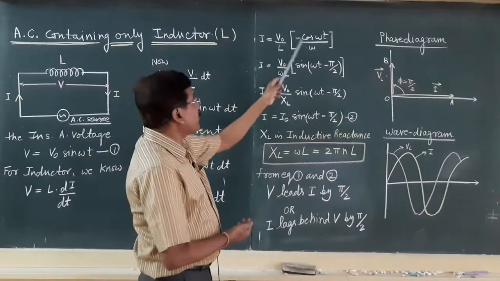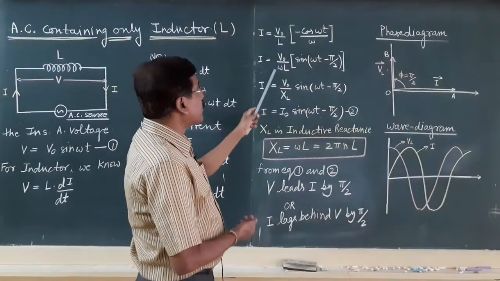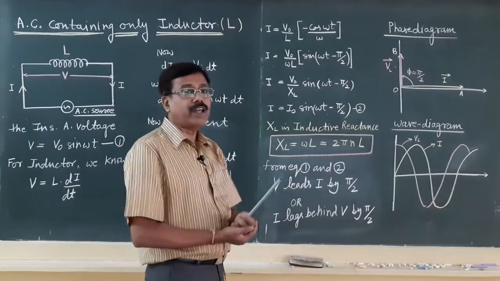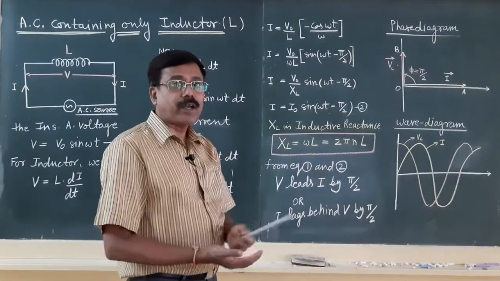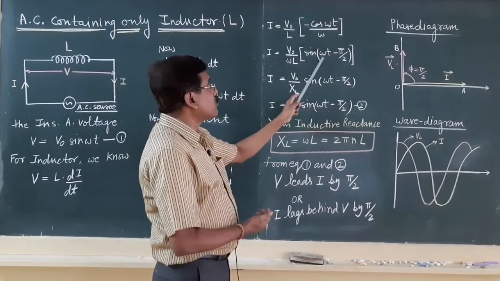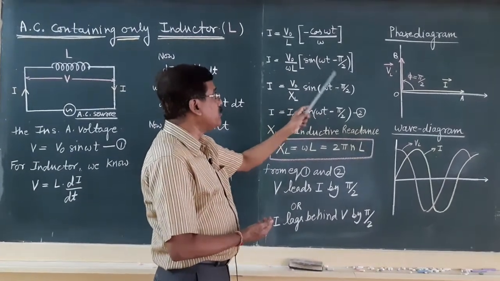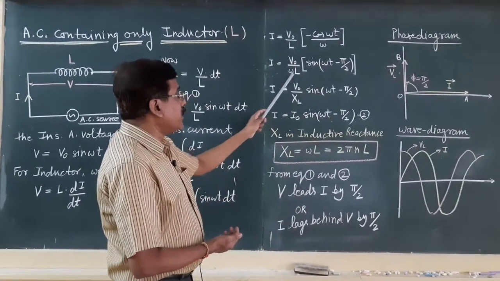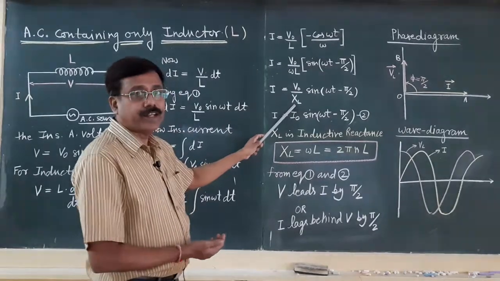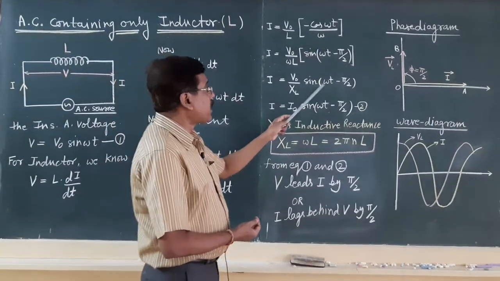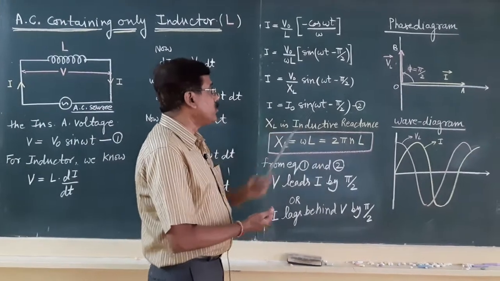This 1/omega is a constant, so we take it outside of the bracket, and minus cos theta is equal to sin(theta minus pi/2). So minus cos omega t we write as sin(omega t minus pi/2). This product omega and L we replace by a new term XL. So I = V0/XL sin(omega t minus pi/2).